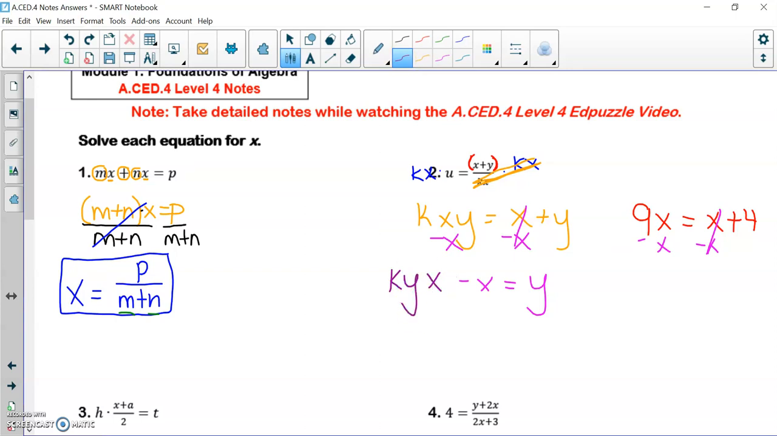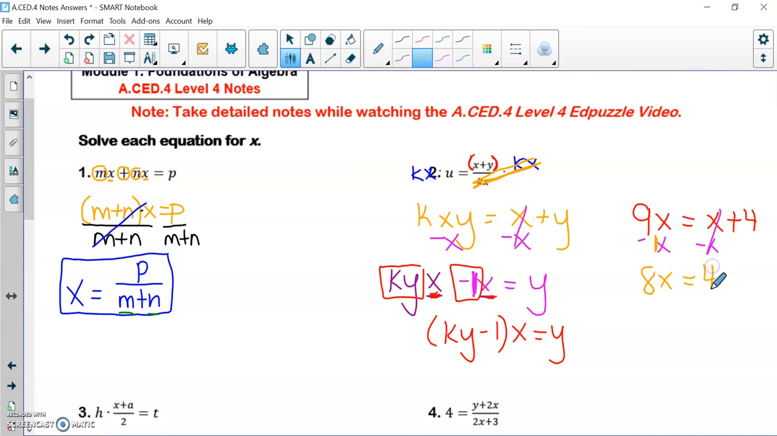It's just easier to note that these are like terms. My coefficient of that minus x is just a minus 1. So again, this is very similar to what we did in number 1 here. These are like terms with my x. So what I do is I combine my coefficients: ky minus a 1 times an x is equal to a y. Same thing that I would do here, I would do a 9 minus a 1, which is an 8, and then I just write 1x is equal to a 4.